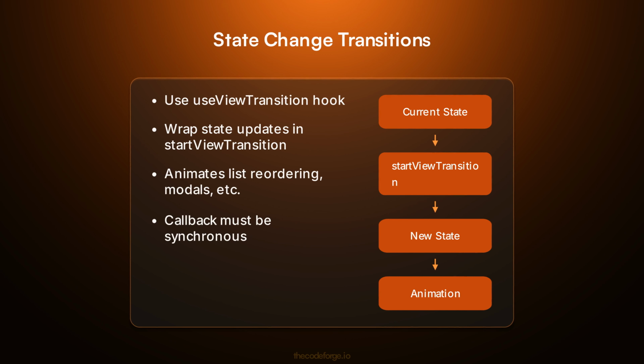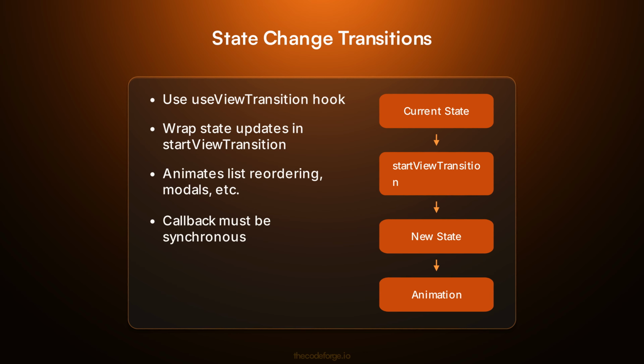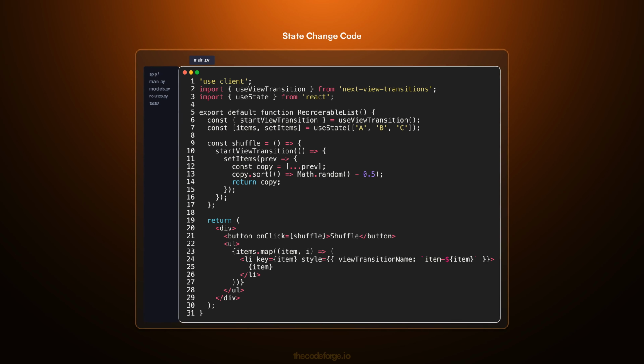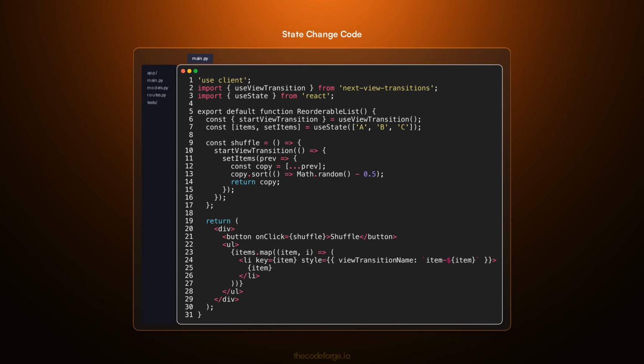View transitions aren't just for routes. You can animate any state change using the useViewTransition hook. Call startViewTransition with a callback that updates state, and the browser animates between the before and after snapshots. This example shows a shuffle button that reorders list items. The startViewTransition wraps the state update, and each list item has a unique viewTransitionName to animate smoothly.